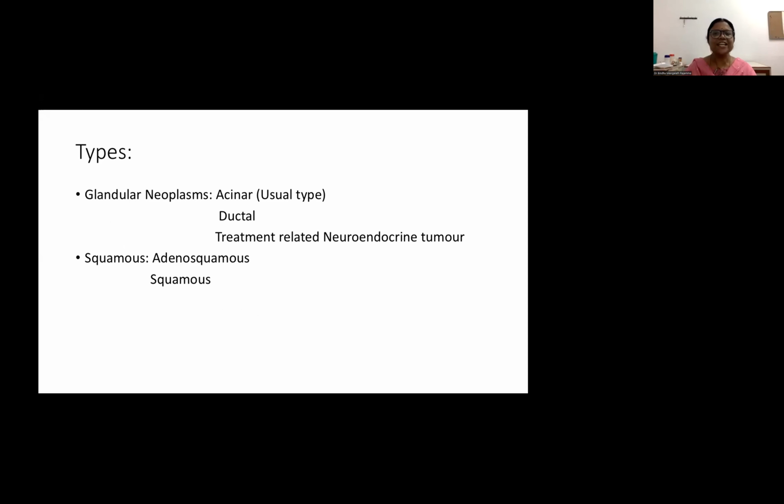Adenocarcinomas are tumors which take their origin from the glandular epithelium. It could be from the acini or the prostatic duct. So the most common type of tumor in the prostate is a prostatic adenocarcinoma. Okay, but you have some rare types of tumors like squamous, adenosquamous and all. And this is one important tumor. The treatment-related neuroendocrine tumor is one tumor which one has to have an understanding about. I'll be detailing it in a short while.